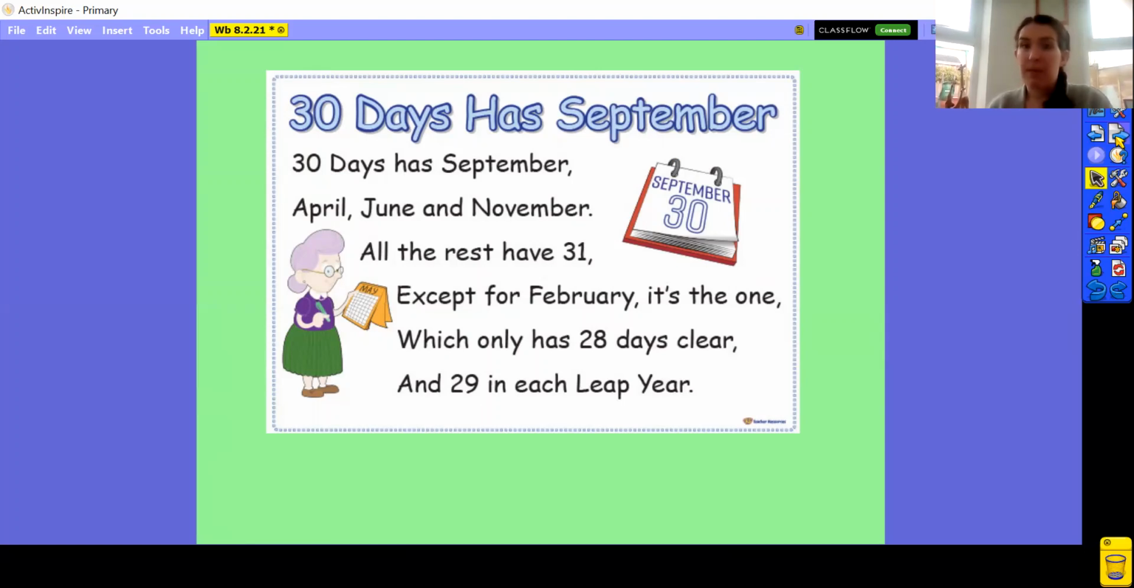So if we think about it, they're either 30 or 31 days apart from February. 30 days has September, April, June and November. Only those 4 months have 30 days. The rest of them all have 31. And then there's February, as we talked about. So that's one way of remembering them. And if you can try and remember that poem, it makes things a little bit easier.